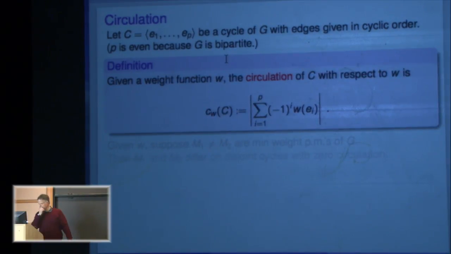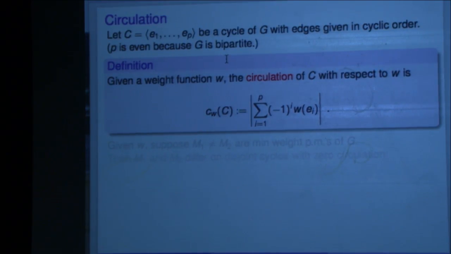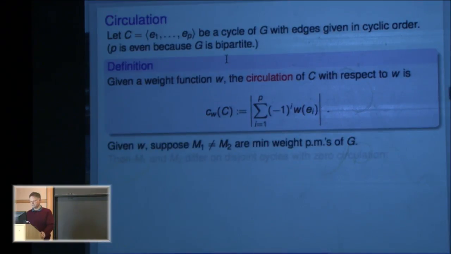So given any weight function W, the circulation of C with respect to W is what you do is you alternately add and subtract the weights around the cycle and take the absolute value. That's called the circulation. And it doesn't matter where you start because you're taking the absolute value anyway.